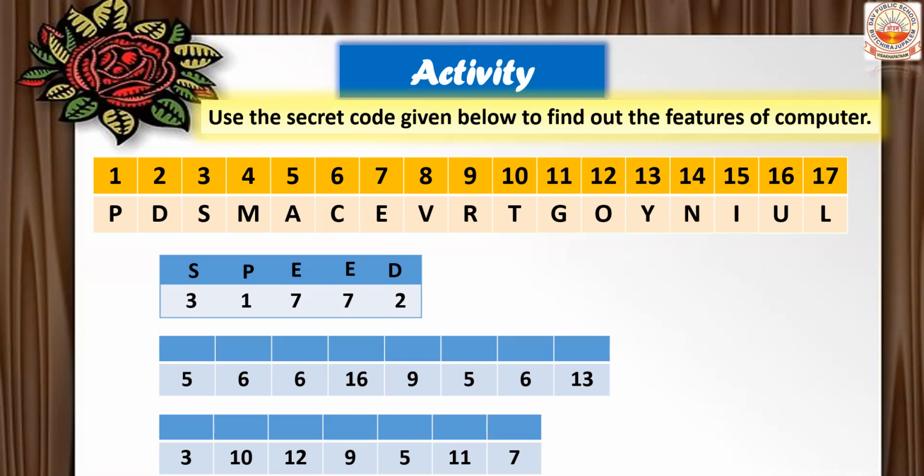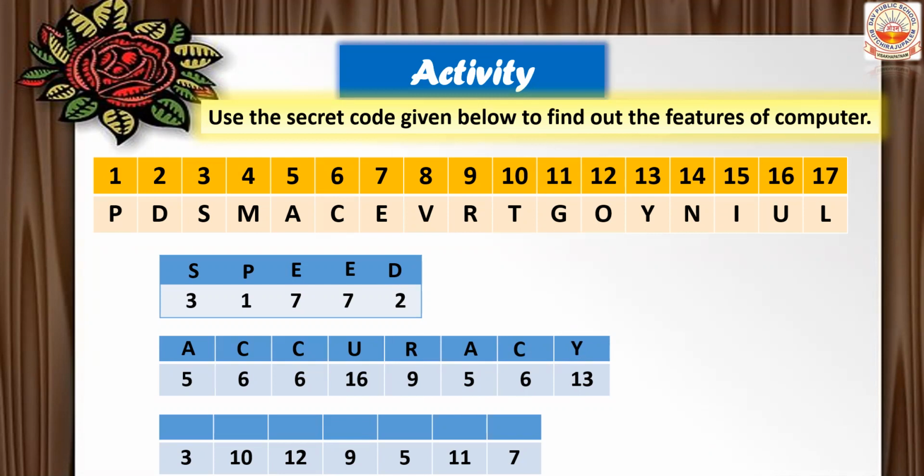Now let us see the next feature. Find out the next feature. 5. So under 5, what is the code? A. Then 6. It is C. Again 6. C. 16. So what is the letter under 16? U. Then 9 is R. So 5. So under 5, what is the letter? A. Then 6 is C. Then 13. Find out the letter, children. Y. So what is it, children? A, C, C, U, R, A, C, Y. Accuracy.